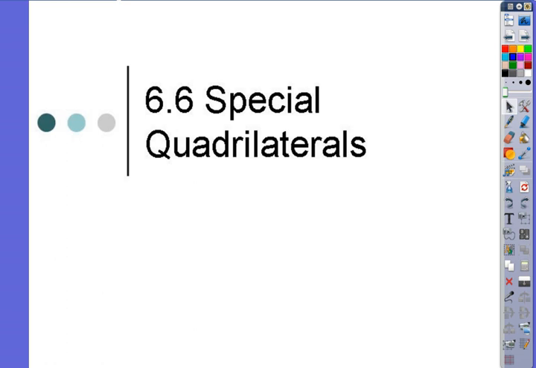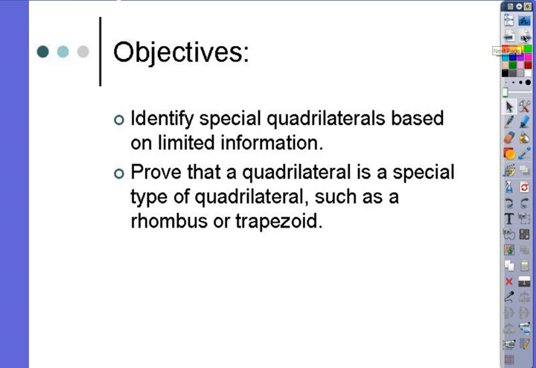This section is dealing with special quadrilaterals in these kinds of situations. In 6.6, when I say it, I mean the Moodle questions and the test questions related to this, they are going to ask you to do essentially two things. Identify special quadrilaterals based on some limited information. So given some information about this mystery quadrilateral, what is it?